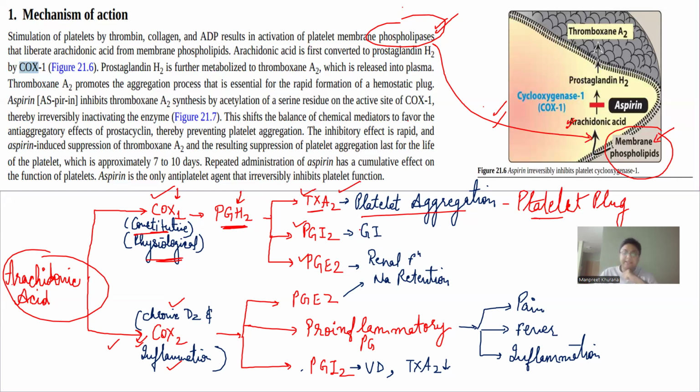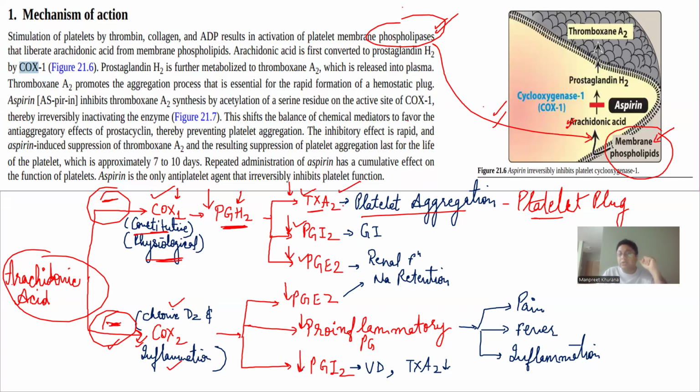Now, the action of aspirin is inhibitory on COX-1 and COX-2. So it inhibits both the enzymes, that is COX-1 and COX-2, due to which all the prostaglandins and prostacyclins are inhibited. So we can say the PGH2 is decreased, the thromboxane A2 is inhibited, PGI2 is inhibited, PGE2 is inhibited. Here again, with COX-2, PGE2 is inhibited, pro-inflammatory prostaglandins are inhibited, and PGI2 is inhibited.